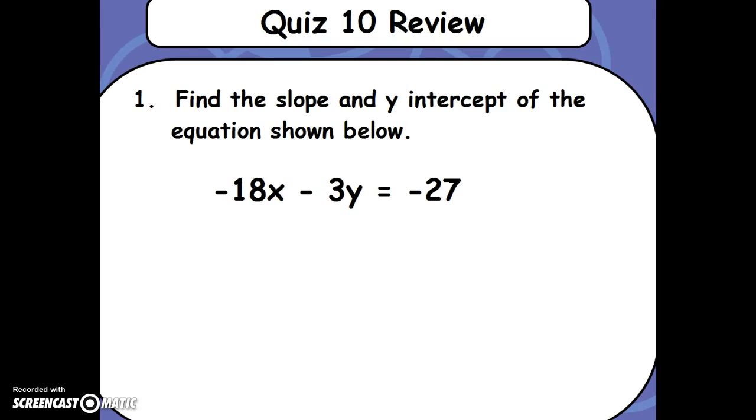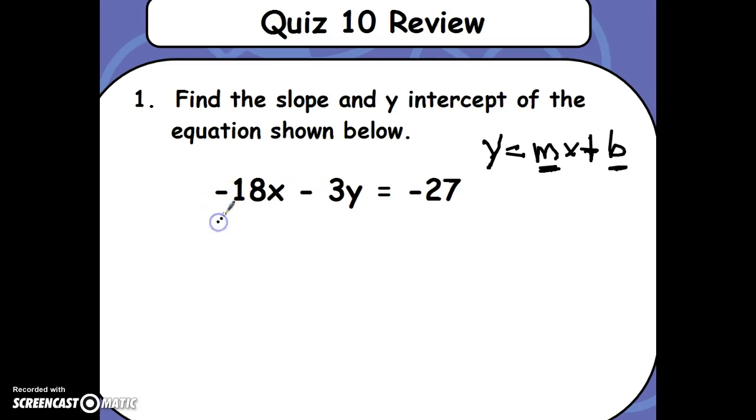On the first question, we are finding the slope and y-intercept of the equation shown below. And so we need to have this in slope-intercept form. That would be y equals mx plus b, where you need to know the slope and the y-intercept. So notice that those are both on the same side, the term with the x and the term without a variable. So we need to move them.